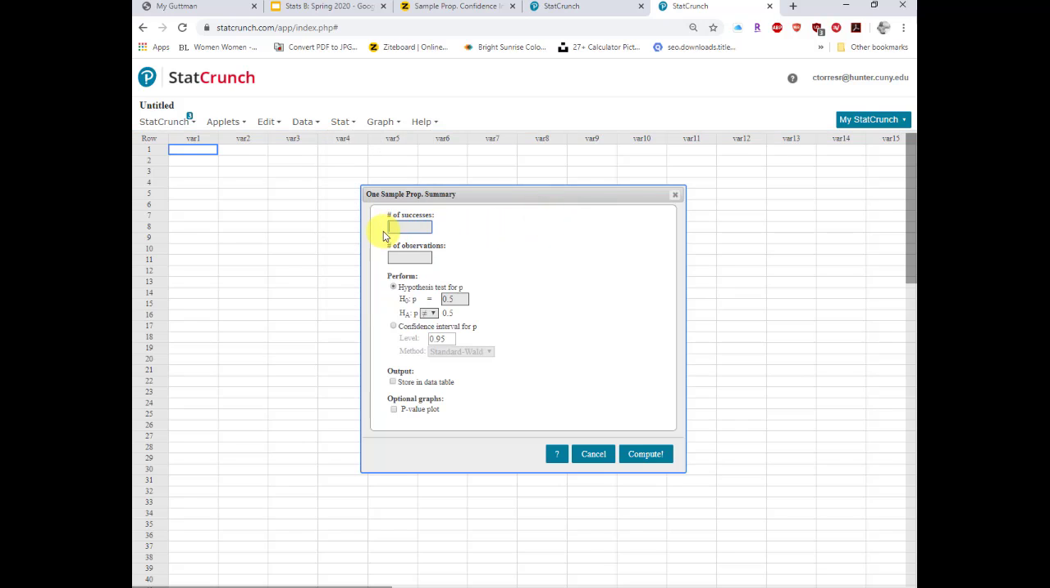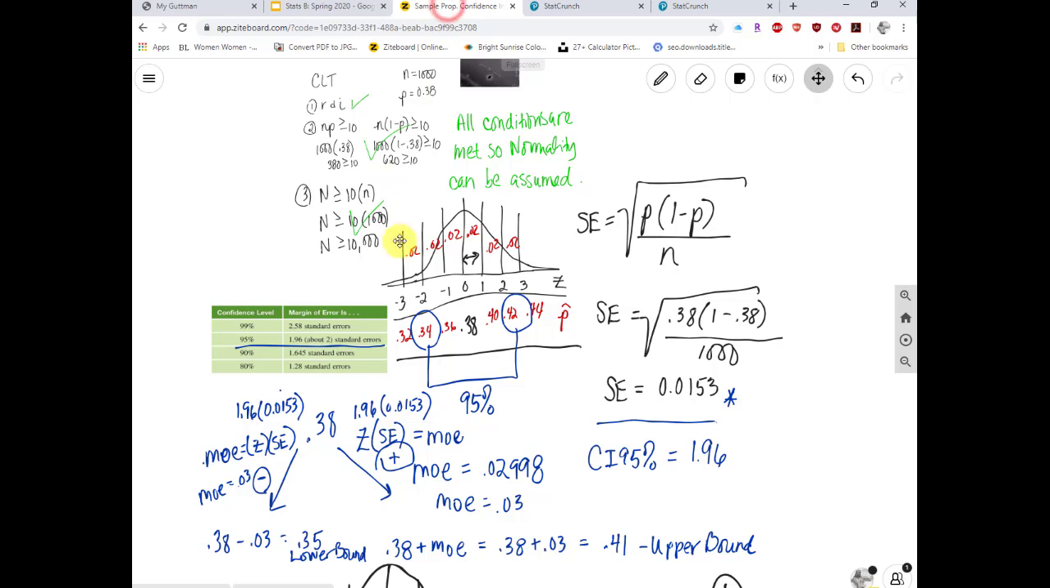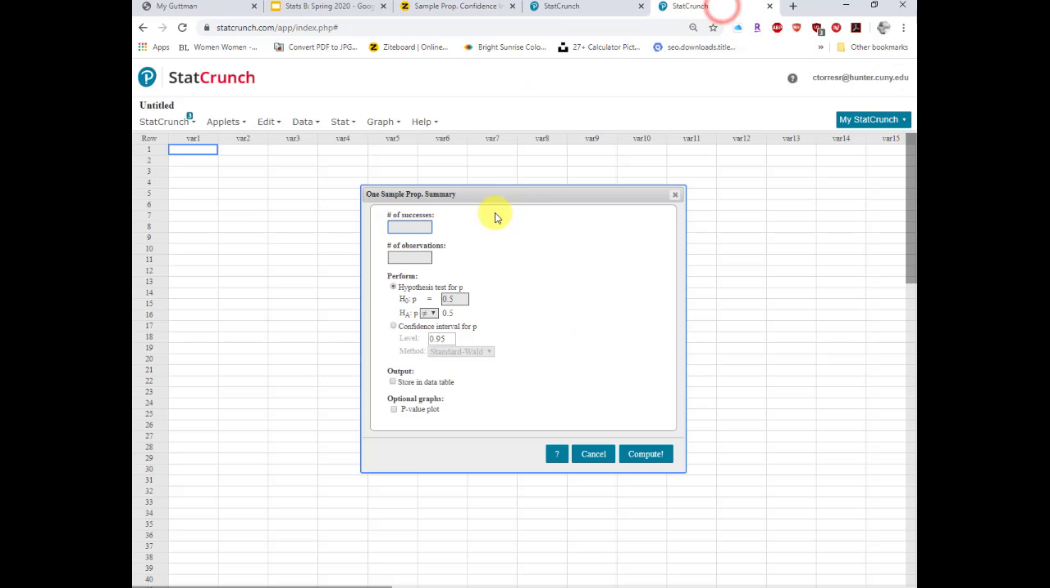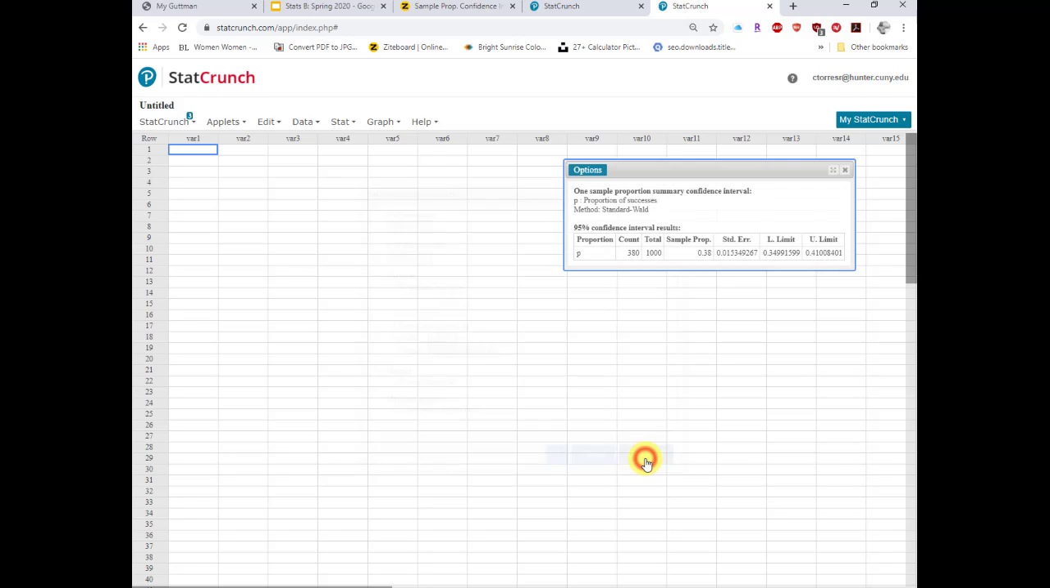Okay. Number of successes, we had calculated that here. Our number of successes is 380. So we have 380 successes. Number of observations is the sample size, 1000. And here it'll say, do I want a confidence interval? Yes, I do. I want a 95% confidence interval. And I want to go ahead and compute.